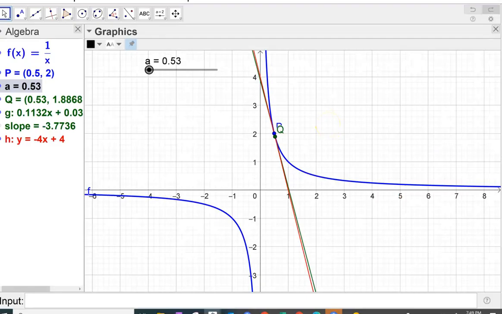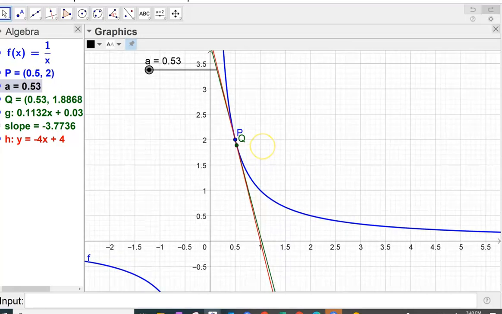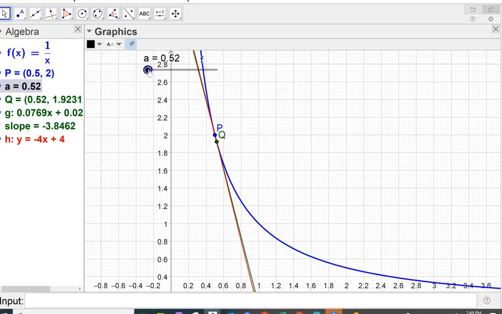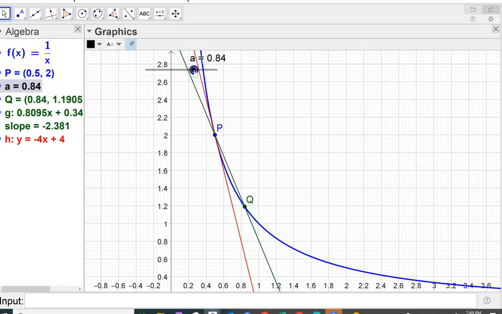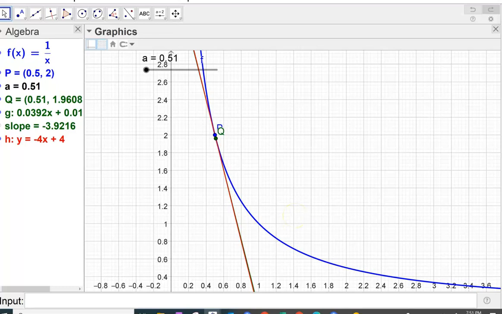If we take one last look at our figure in GeoGebra and maybe zoom in a little bit, we can see, first of all, that our equation of the tangent line was indeed y equals -4x plus 4, as you see here in red. But you can also see that those green secant lines, their slopes approach the slope of the red line, the tangent line, as our x's get closer and closer to 1/2. That's the idea of a limit. Let's look at the next example.